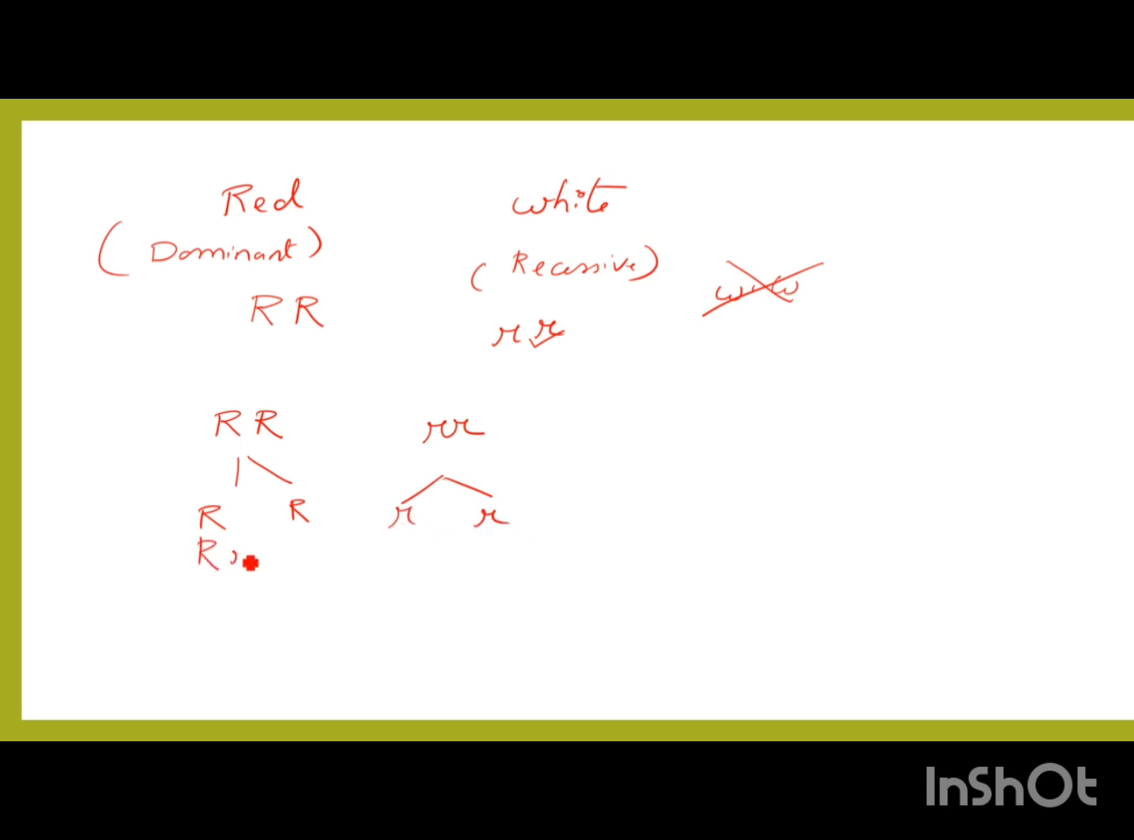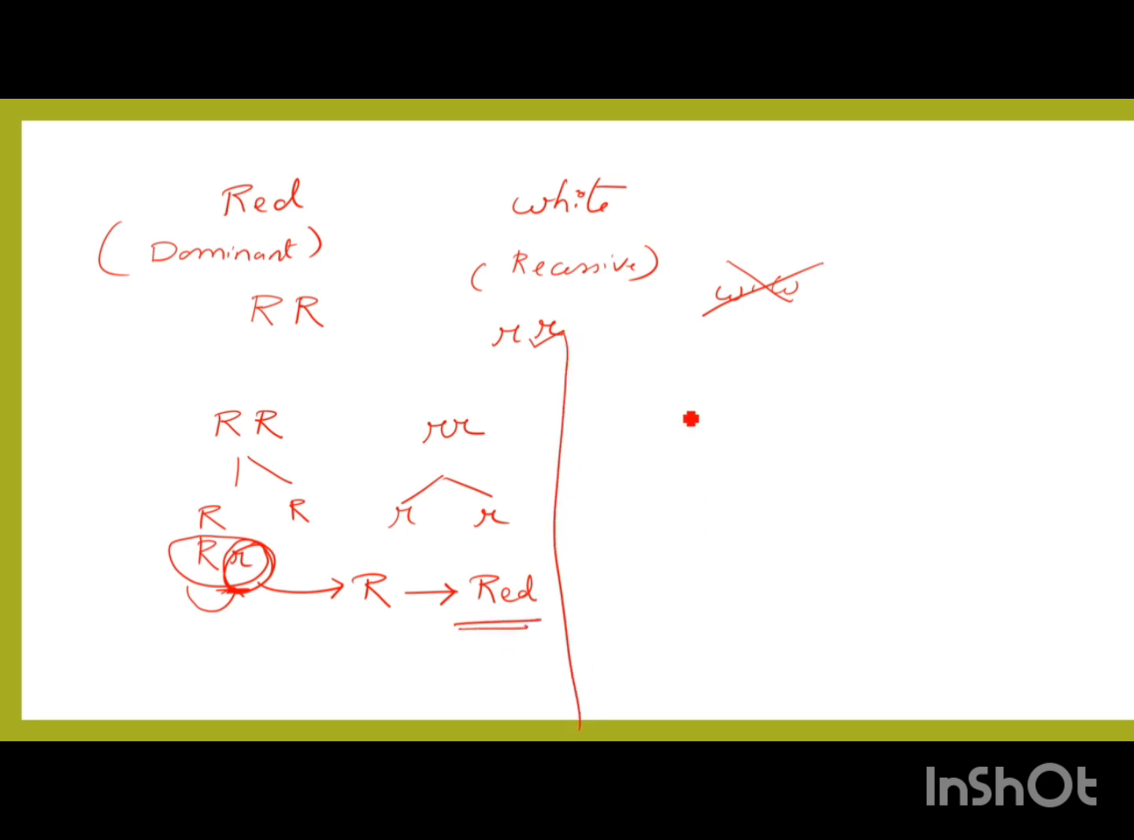So we will get capital R with small r. Now if we get capital R with small r, then capital R will mask the function or the properties of small r, and all the plants will have the property of capital R. The property of capital R was red. So the color of the flower will be red.